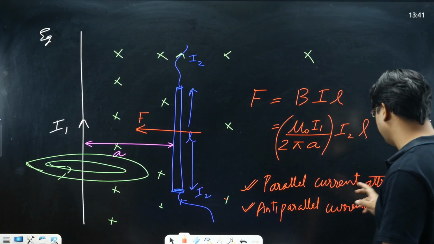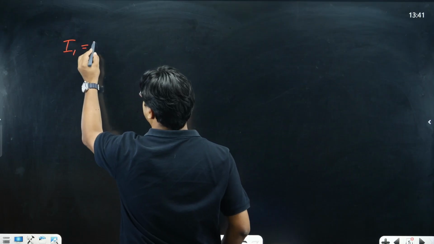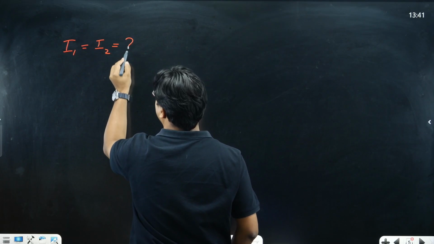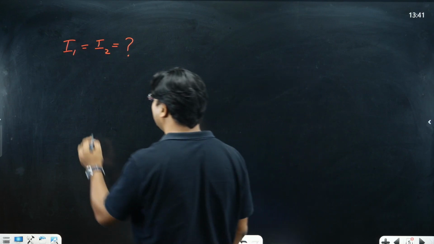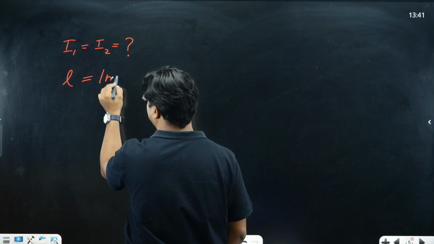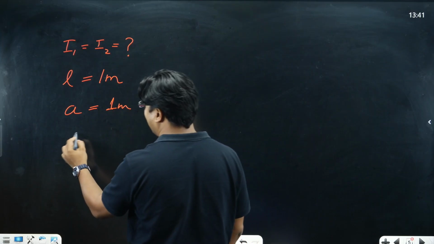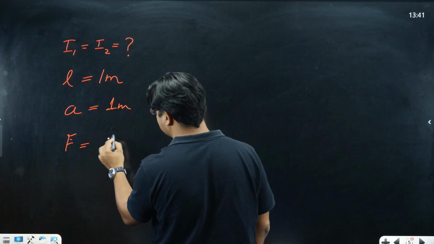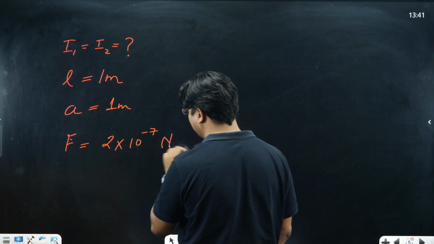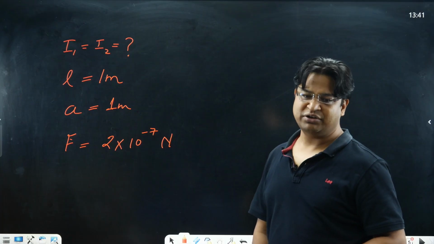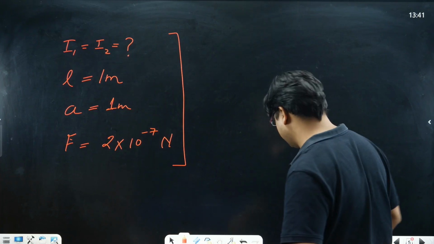So in this case, let me give you some values. Suppose I say that I don't know the value of I1, I don't know the value of I2, but they are equal. I know that the length of the rod that I used was 1 meter. I also know that the distance between the two wires was also 1 meter. And the force that we observed was 2 into 10 raised to power minus 7 Newton. So this was the value of force. Now using this information, can we find out the value of I1 and I2? Let's check out what we get.